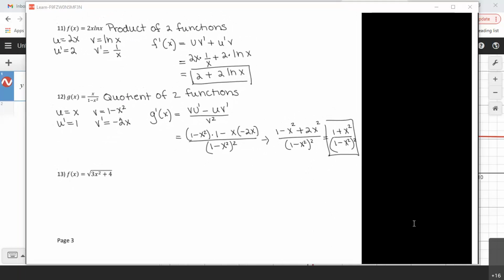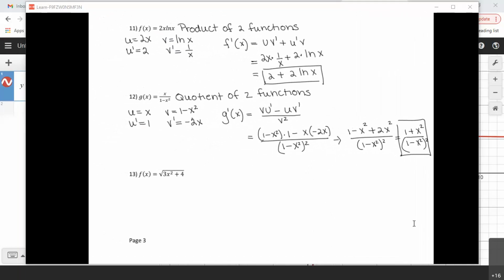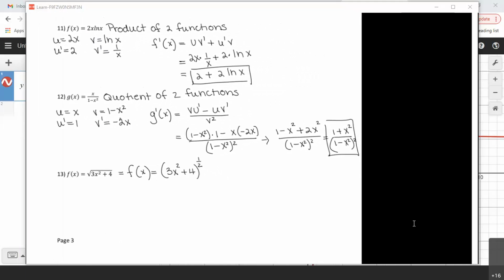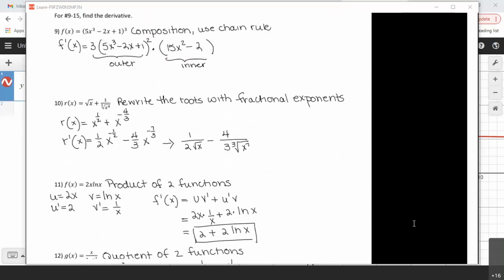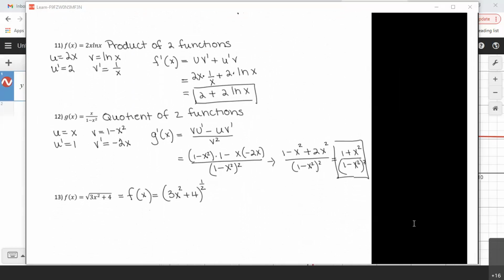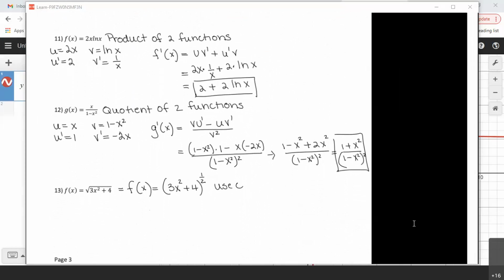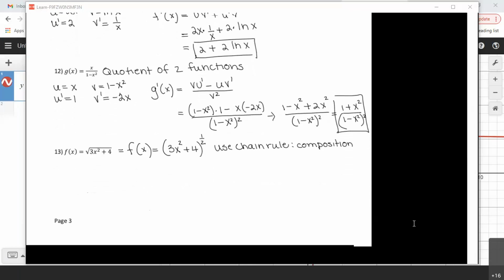Okay, number 13, I see a radical sign in there, so I'm going to rewrite this so it's in parentheses instead of in a radical, to the 1/2. And now it looks like something in parentheses. It looks a lot like this first problem up here. So I'm going to say use the chain rule. It's a composition. What is it? It's a polynomial, a quadratic inside a root. So I'm going to use the chain rule.